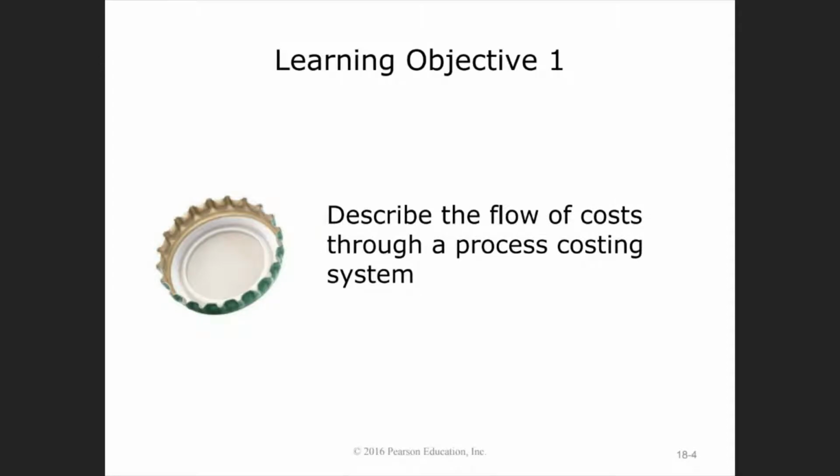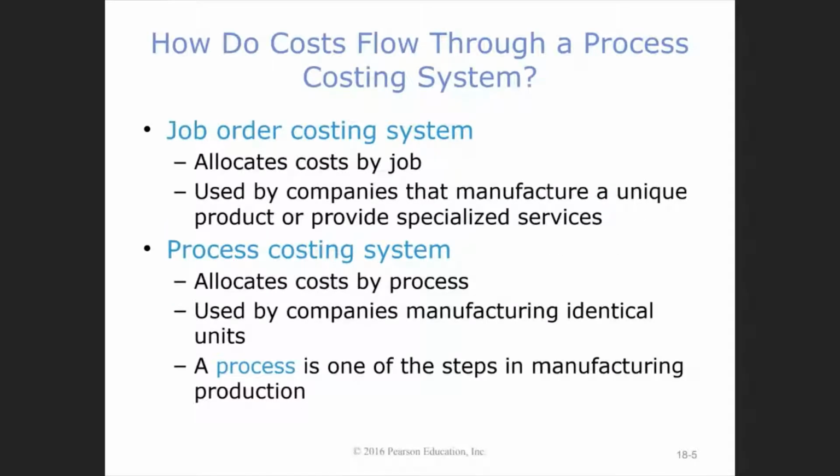Describing the flow of cost through a process costing system. How do costs flow through a process costing system? Job order costing systems allocate costs by job. They're used by companies that manufacture a unique product or provide specialized services. Process costing systems help to allocate cost by process. They're used by companies that manufacture identical units. And a process is one of the steps in manufacturing production.